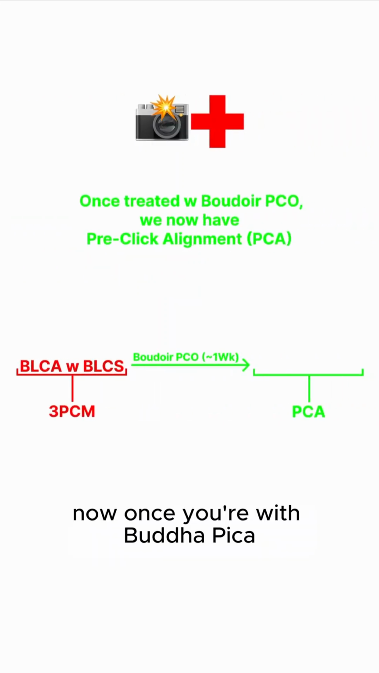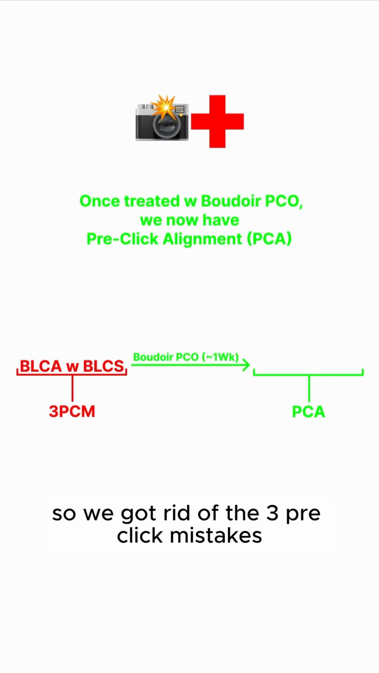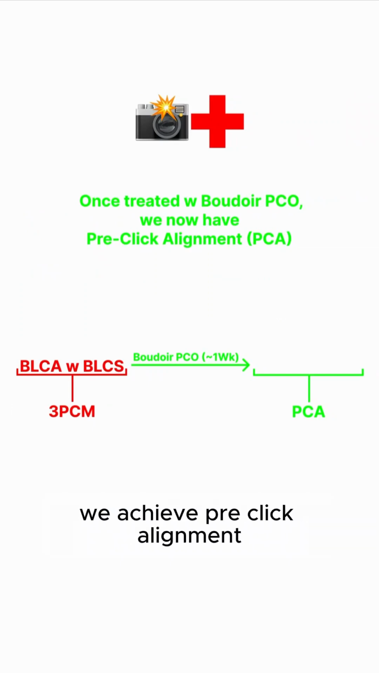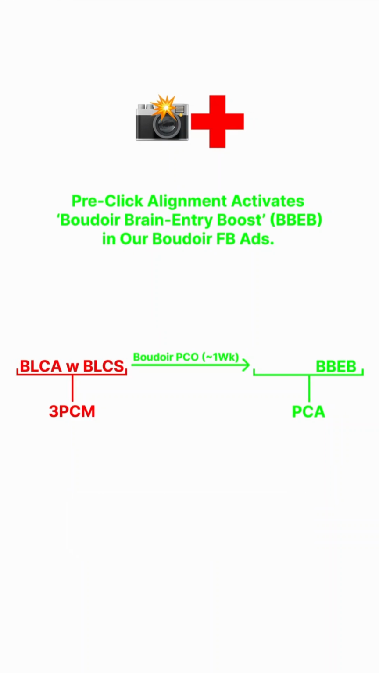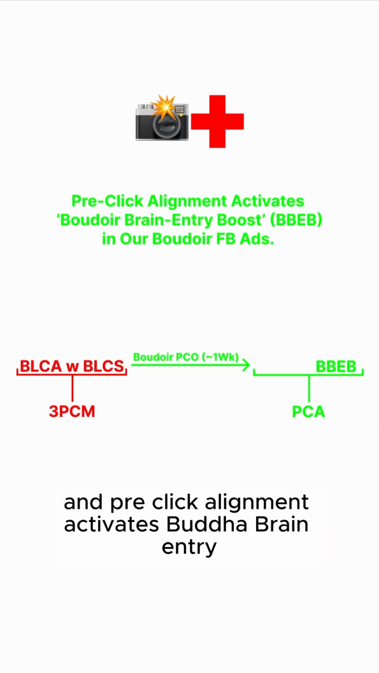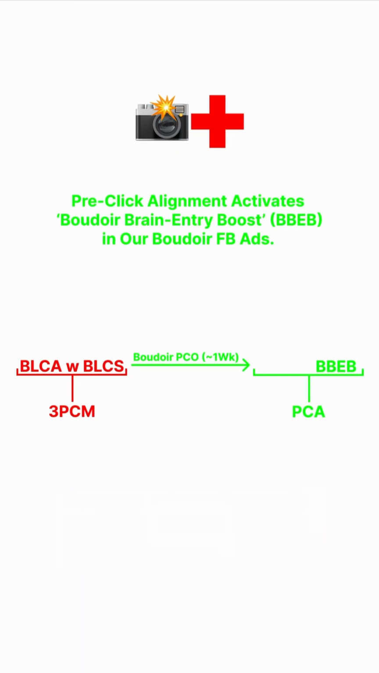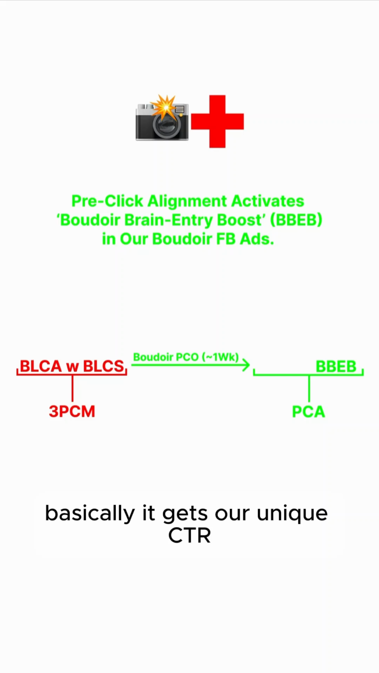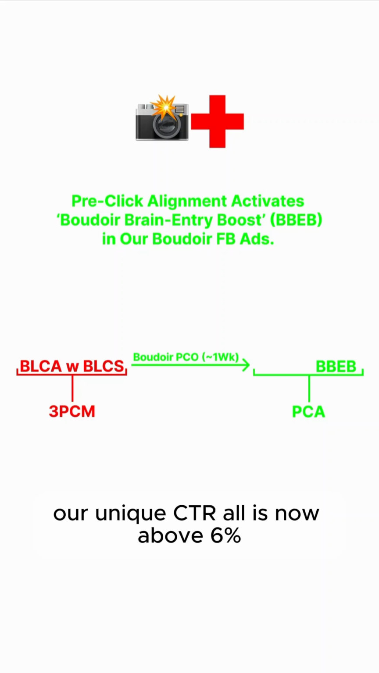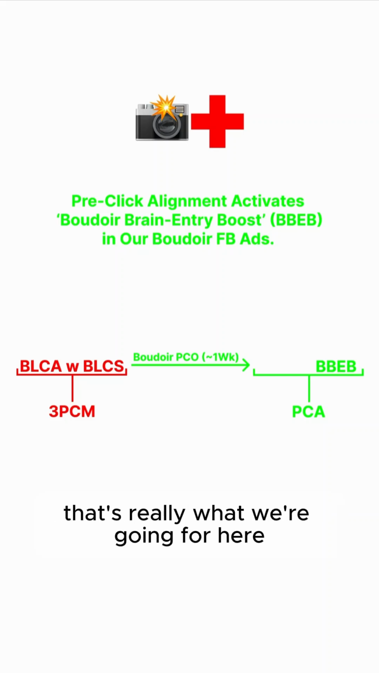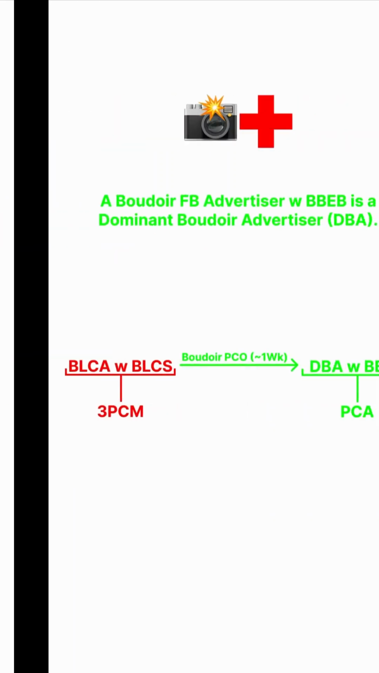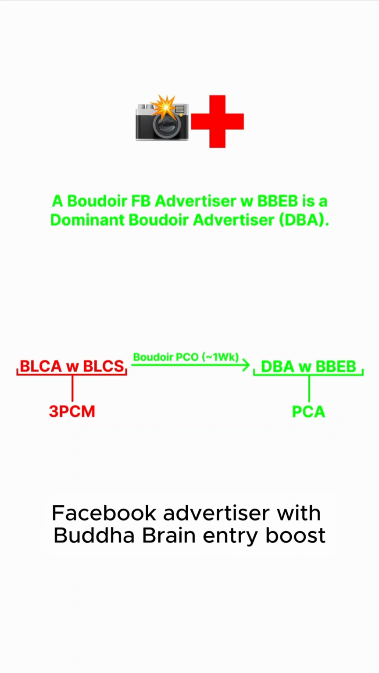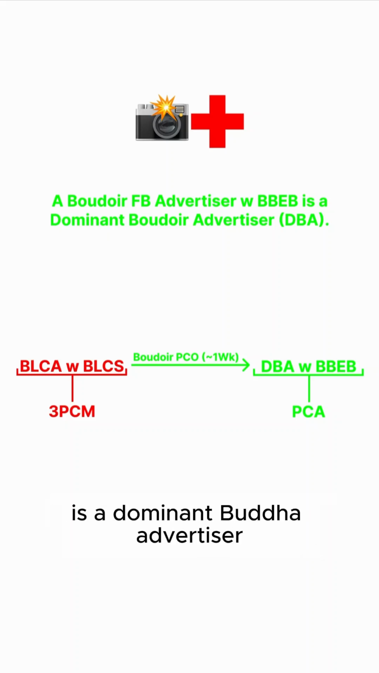Now, once treated with Boudoir Pico, we have pre-click alignment, so we got rid of the 3 pre-click mistakes. We achieve pre-click alignment, and pre-click alignment activates Boudoir Brain Entry Boost, BBEB, in our Boudoir Facebook ads. Basically, our unique CTR is now above 6%. That's really what we're going for here. And a Boudoir Facebook advertiser with Boudoir Brain Entry Boost is a dominant Boudoir advertiser.